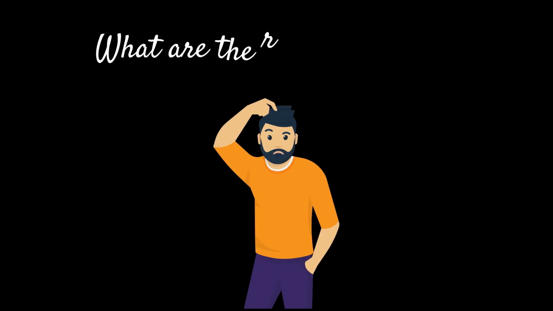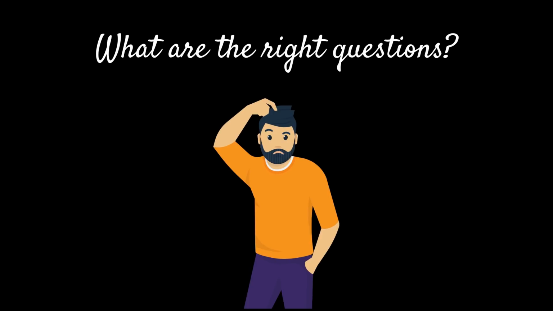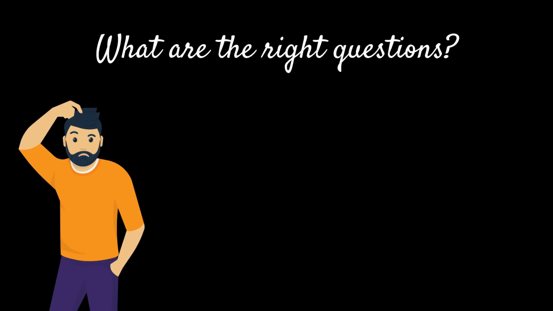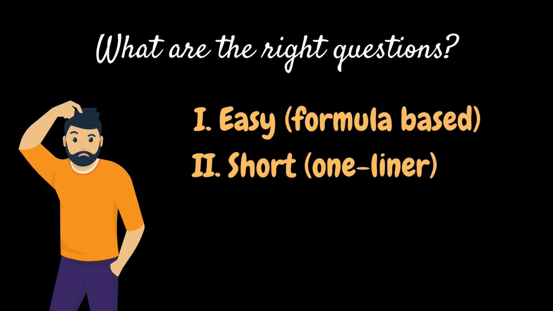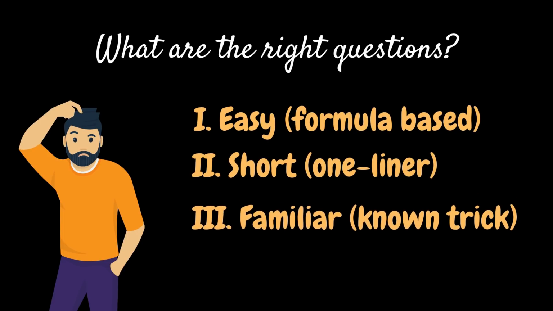Now the question comes that if you are attempting the wrong questions, then what are the right questions? See, these questions can fall under three categories that might overlap between each other. First are easier questions, which means formula based questions. Second are one liner short questions. And third are familiar questions.